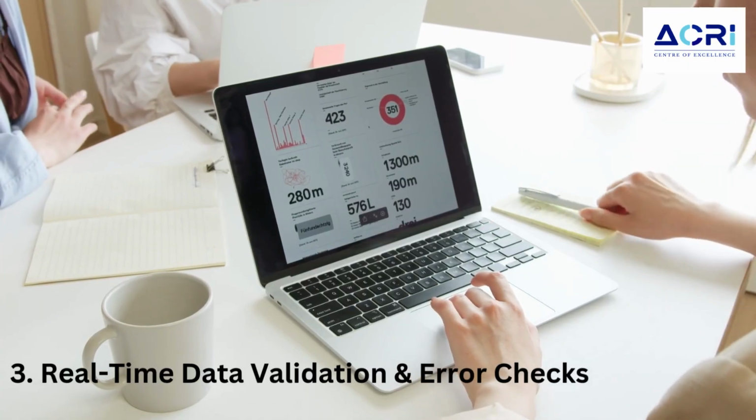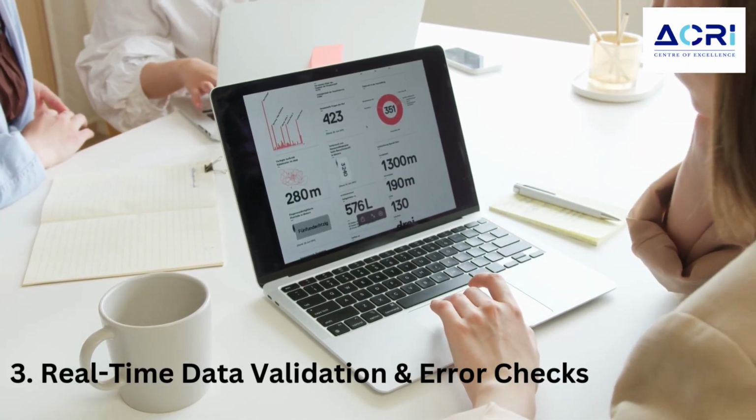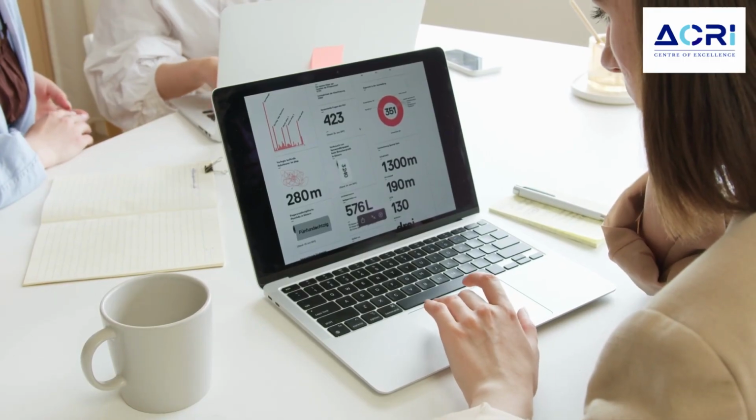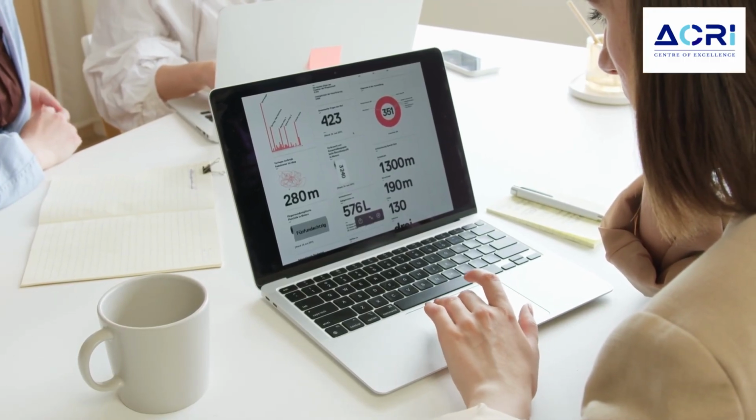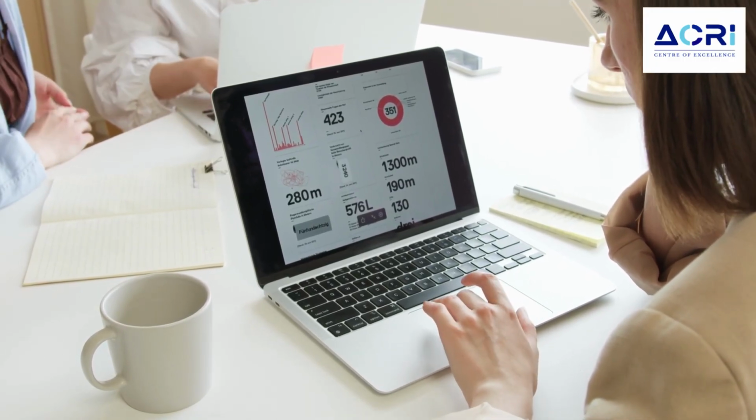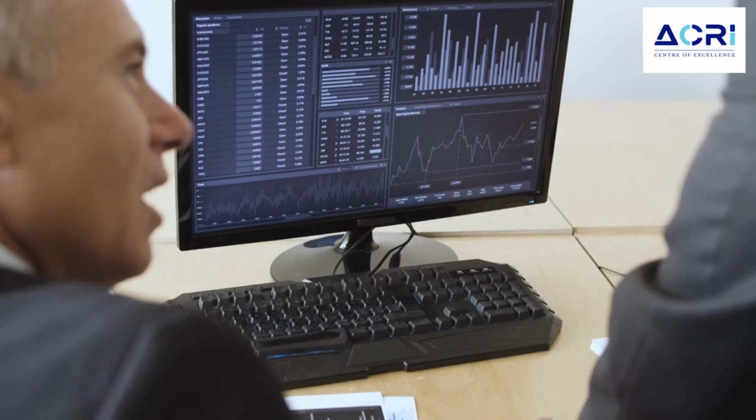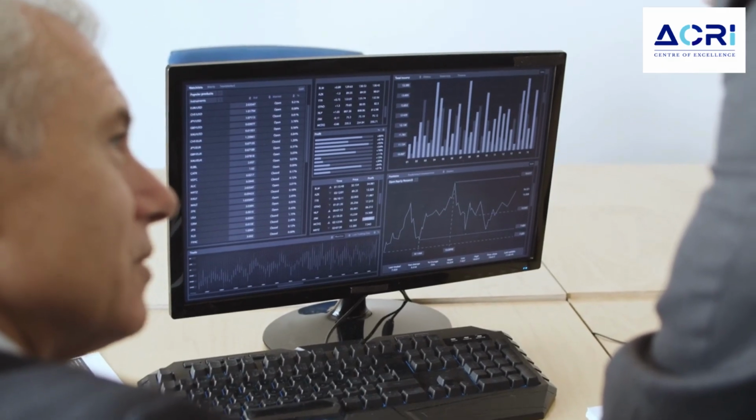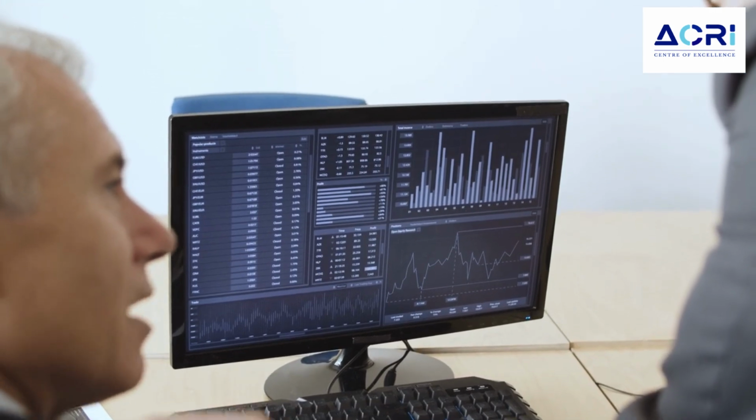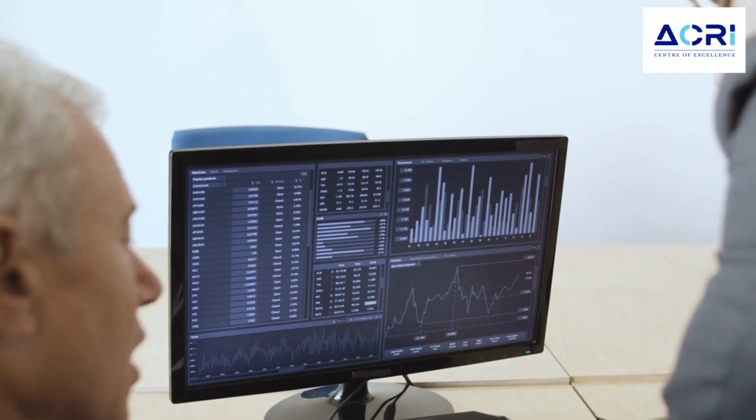Number 3, real-time data validation and error checks. The system automatically checks for missing data, inconsistencies and protocol deviations. For example, if a blood pressure value is too high, the system may flag it for verification.